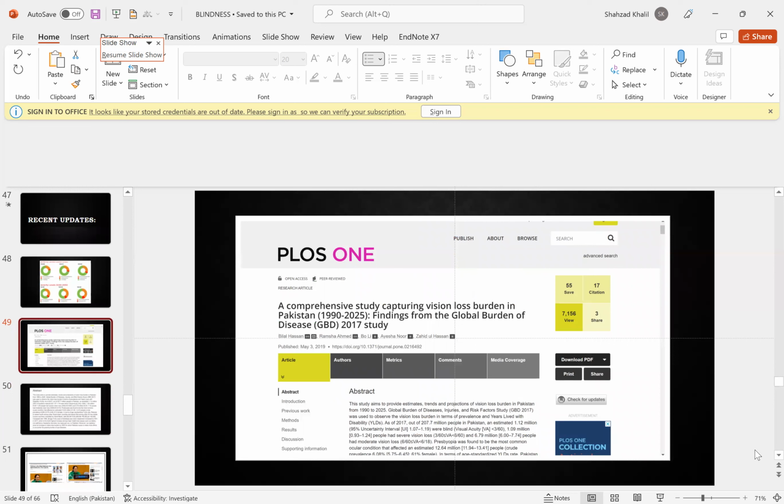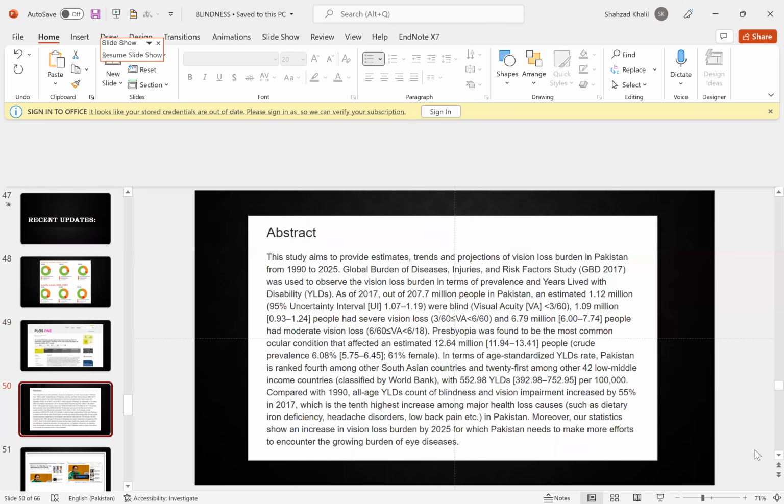In PLOS ONE, there was an article, a comprehensive study capturing vision loss burden in Pakistan 1990 to 2025, findings from the Global Burden of Disease 2017 study. This study aimed to provide estimates, trends and projections of vision loss burden in Pakistan from 1990 to 2025. The Global Burden of Disease, Injuries, and Risk Factors study in 2017 was used to observe the vision loss burden in terms of prevalence and years lived with disability. As of 2017, out of 207.7 million people in Pakistan, an estimated 1.12 million people were blind.